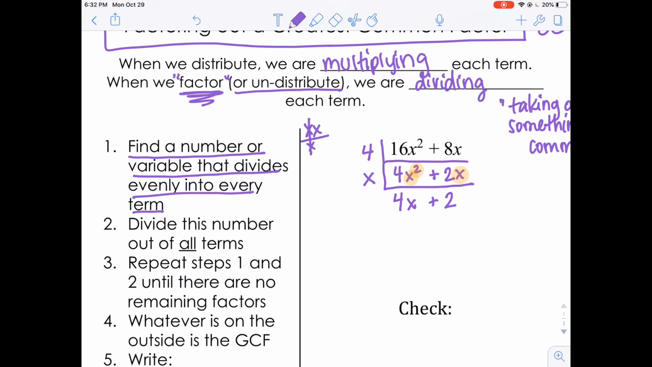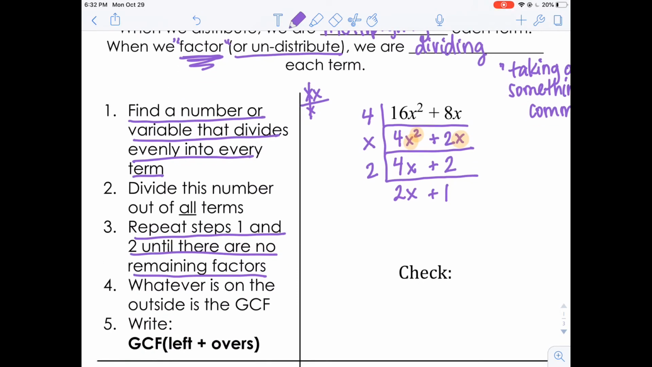And then as I'm going, I realize I can take another 2 out. So I'm going to factor out the number 2. And I have 4 divided by 2 would be 2x plus, and 2 divided by 2 is 1. I'm going to repeat steps 1 and 2 so that I'm going to keep taking things out until there are no remaining factors. So there's nothing else in common between 2x and 1. And whatever is on the outside is the GCF.